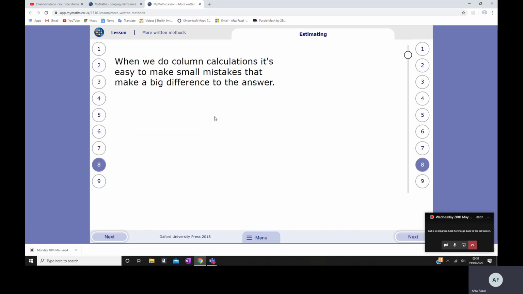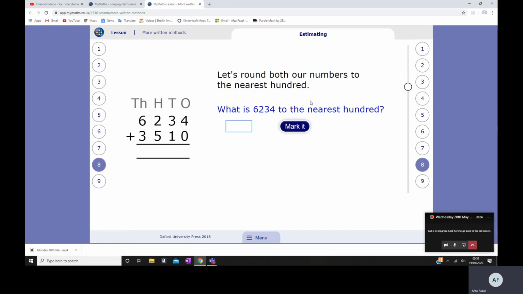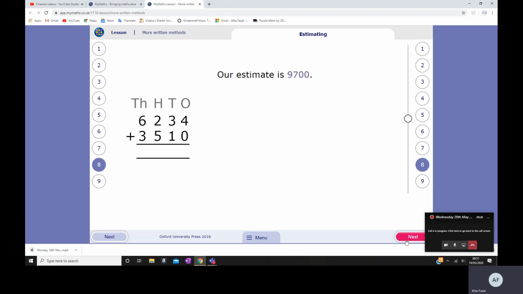When we do column calculations, it's easy to make small mistakes that make a big difference to the answer. We can check our answer is about right by making an estimate before we start. So, what is 6,234 to the nearest 100? Because it's 34, it's going to be 6,200. 3,500, you round it both to the nearest 100. So that'll be 3,500. And then you add them. So roughly the answer would be 9,700.